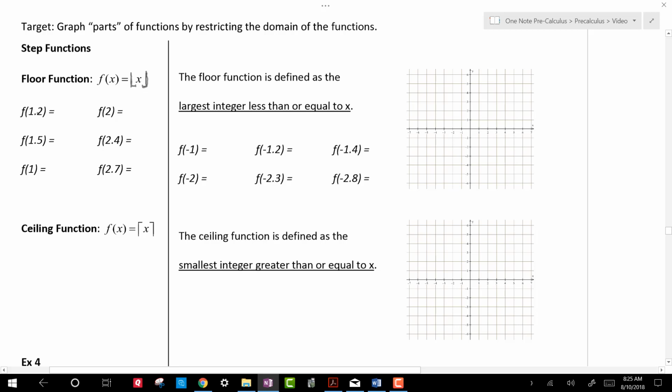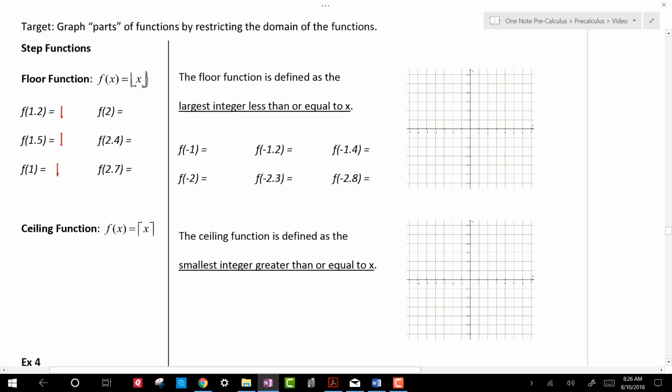Well, what's the next full number down from 1.2? It's 1. That's what a floor function is. If I look at 1.5, what's the next integer down from 1.5? It's 1 again. If I look at the number 1, guess what? You don't go down from 1. We're already at the integer right there, so it stays as 1.